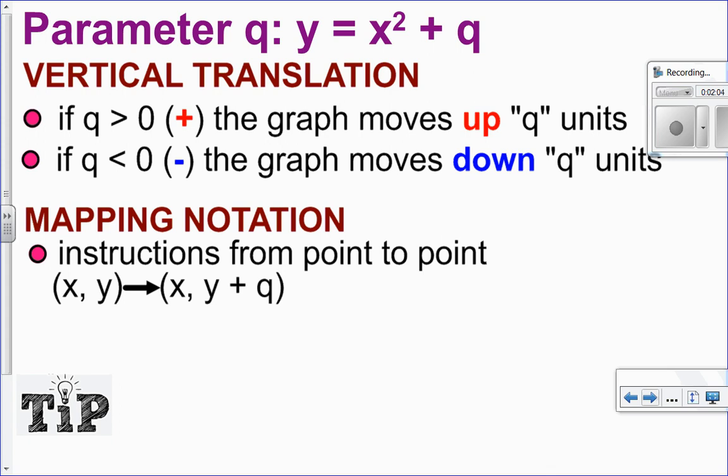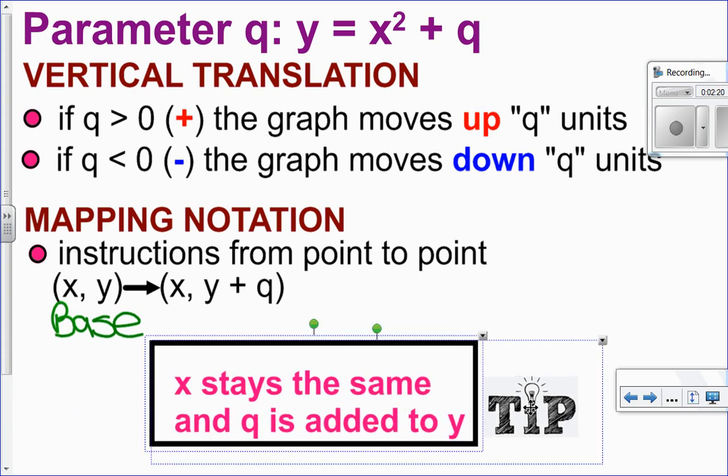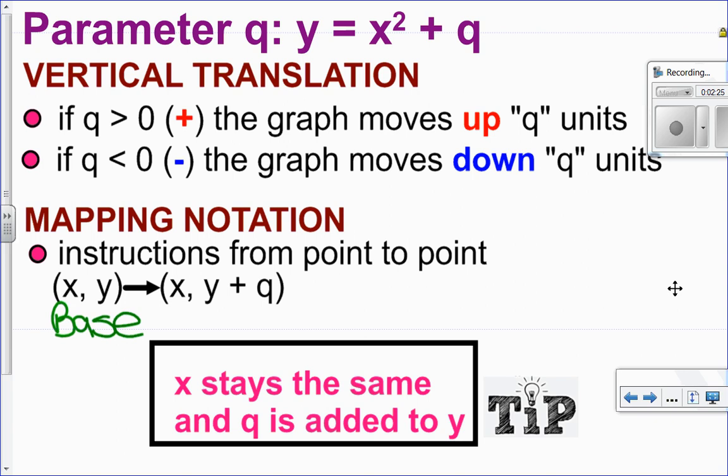So here's the mapping notation. Remember, those are the instructions on how to go from point to point, where this is just a point on your base graph. So if I take a point on my base graph and I do a vertical translation, that's only affecting my Y value. So notice X stays the same and Q is just added to Y. And that's because Y points are vertical points. They go up and down. So Q would affect that and it would make it go up or down.